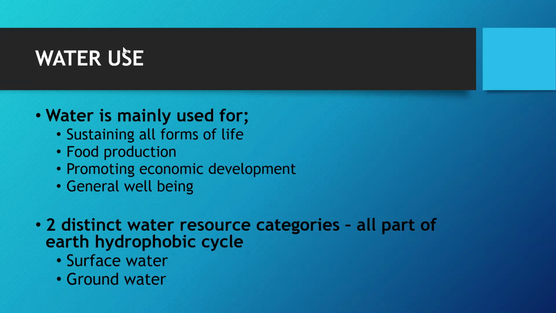There are basically two distinct water resource categories: the surface water, as earlier explained by Cautious, and then the groundwater as well. I'll not repeat that because it was already explained. Cautious, the next slide.